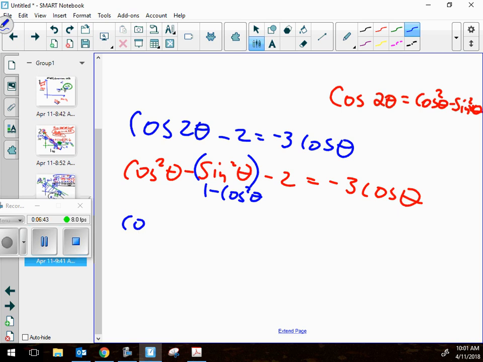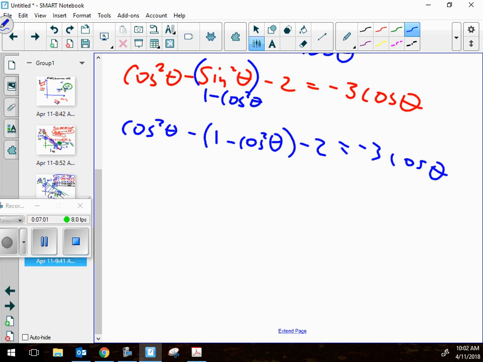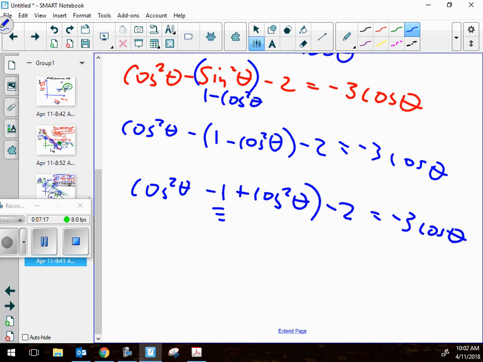So let's find out. Cosine squared theta minus parentheses 1 minus cosine squared theta minus 2 equals negative 3 cosine theta. And I'm afraid now that I'm looking at it, I think I know where I made my mistake in the factoring part. Okay, so now I have cosine squared theta minus 1. I forgot about the minus 1. Yep. And then plus cosine squared theta minus 2 is equal to negative 3 cosine theta.